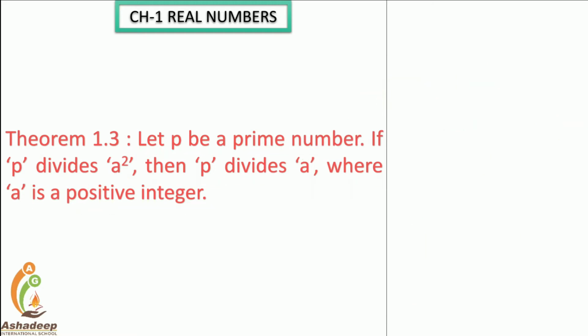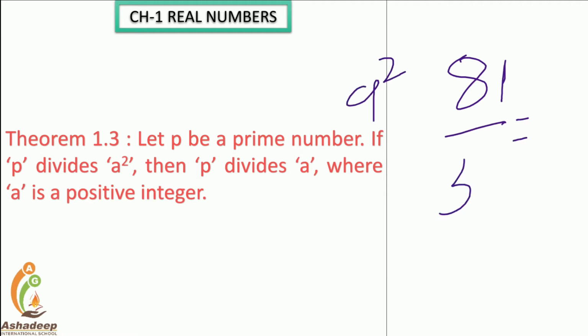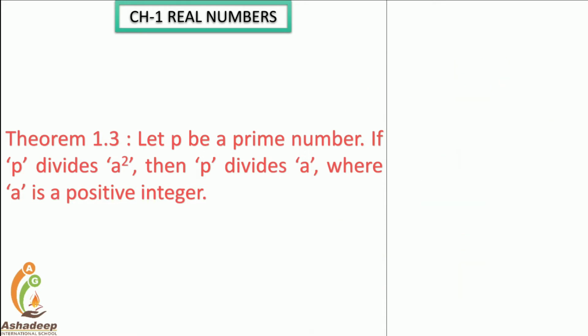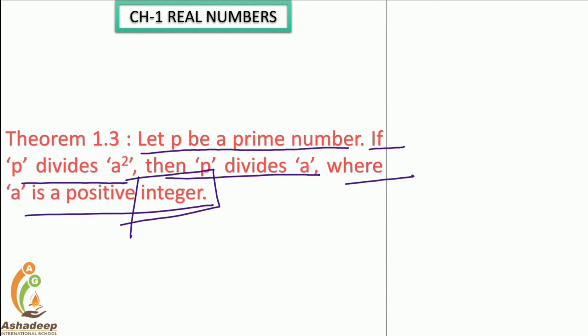Another example, for example, 81. 81 is nothing but 9 square, right? If it is divided by 3, what is the answer? It is nothing but 27. So this 3 also divides 9. So 9 divided by 3 is nothing but 3. So the statement is like that. If p is a prime number and p divides a square, then p divides a, where a is a positive integer.